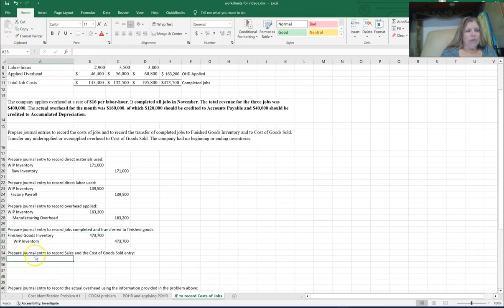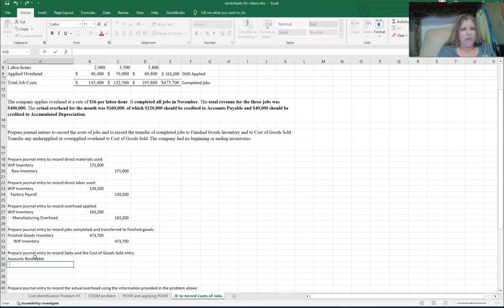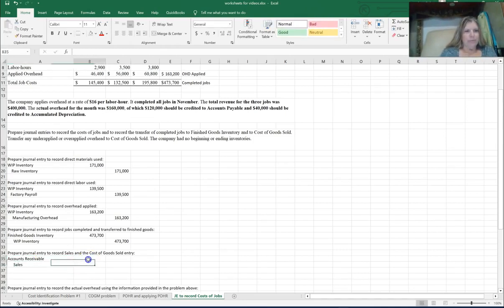Now this journal entry says prepare the journal entry to record the sales and the cost of goods sold entry. So it says total revenue for the 3 jobs was $400,000. So I'm going to assume it was on accounts receivable, that they didn't pay us cash. And I'm going to credit sales, because in order to increase sales, you have to credit it. And again, it said it was $400,000.